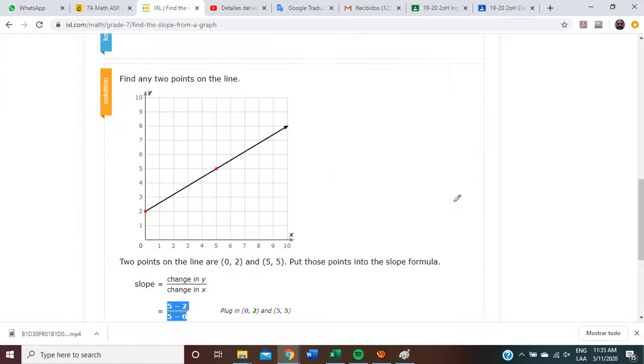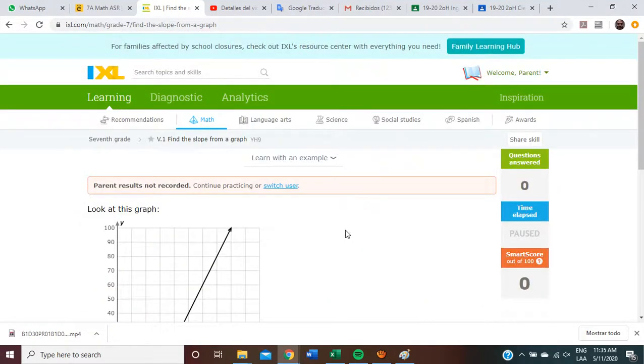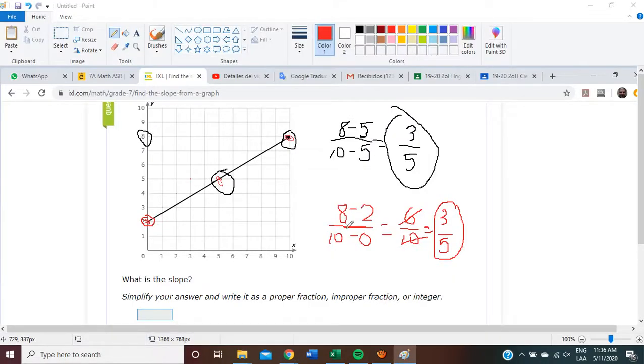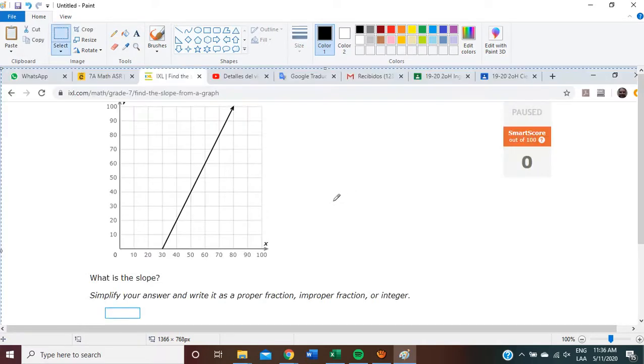Okay, so let's go back to the practice and let's check this one. Let me print the screen. A new paint. All right. So what is the slope here? First we need to check what points we can use. This one, this one, this one, this one, this one, and this one. So it has six, it has a lot. So let's say that we're going to use this and this. Okay, you can choose whatever you want.